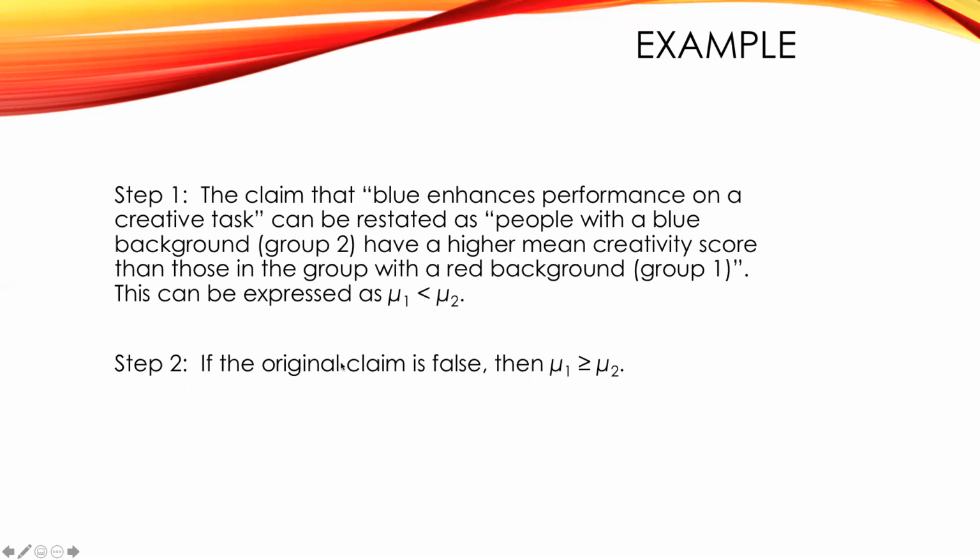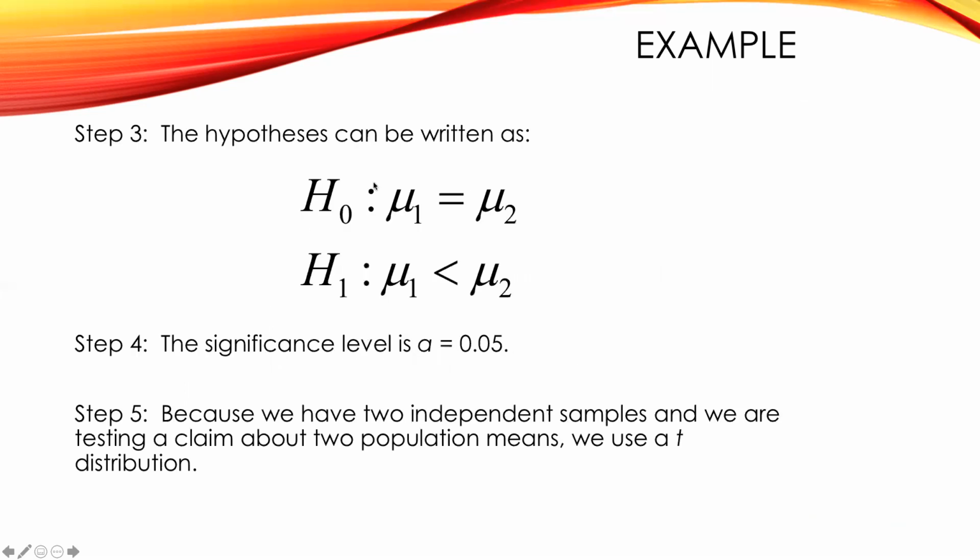Okay? If the original claim is false, then write mu1 is greater than or equal to mu2, and then therefore we can write our hypotheses. Basically equals in the null, and the alternative, we have our claim, which is that mu1 is less than mu2. In other words, the red background group has a lower mean score than the blue background group. And then step 4 is to pick the significance level. And I think we picked 0.01, but we have 0.05 here.